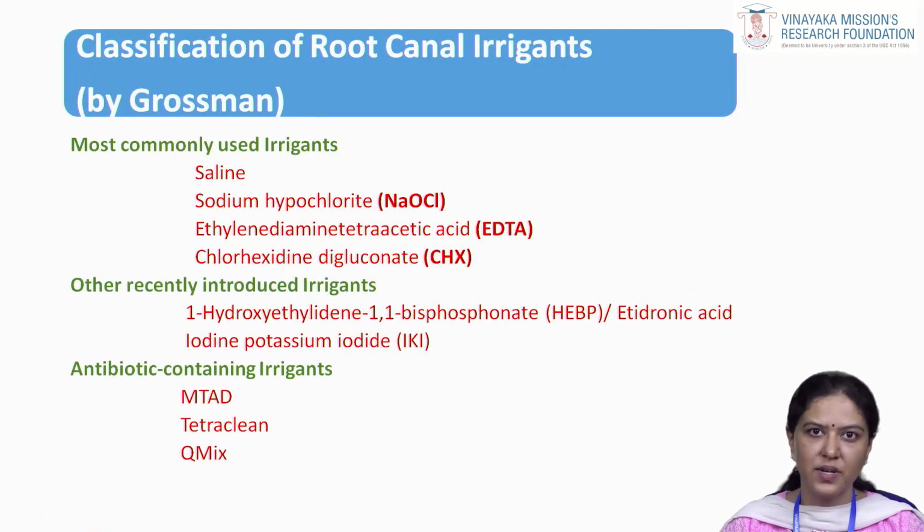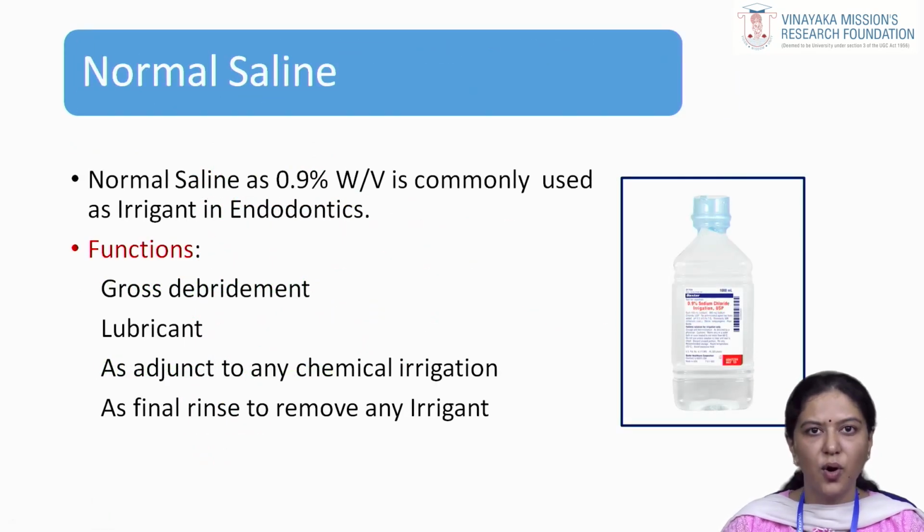Grossman's classification of root canal irrigants: the most commonly used irrigants such as saline, sodium hypochlorite, EDTA, chlorhexidine. Other recently introduced irrigants such as HEBP or etidronic acid, iodine potassium iodide, and antibiotic containing irrigants such as MTAD, tetracycline, Q-Mix. Normal saline. Out of all irrigants used, normal saline at 0.9% is commonly used as an irrigant in endodontics.